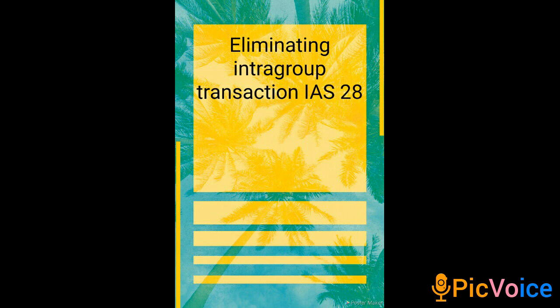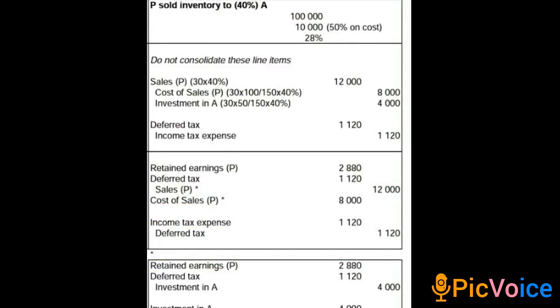Now remember, for purposes of consolidation, when you have an associate, you take 100% of the parent, but you only take from an associate the share of profit in associate as well as the investment. So that's why the elimination of intergroup transactions depends on whether the parent is the one buying from the associate or the parent is the one selling to the associate.